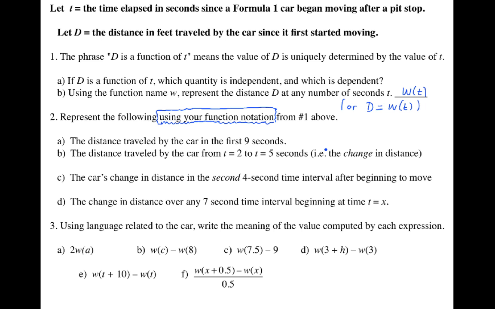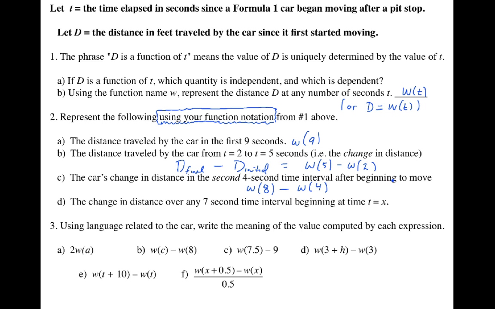What's the first 4-second time from what to what? Let's regroup here and talk about 2D. So for 2A, this is just asking you for a value of the dependent variable. We can represent that as W of 9. It's just asking you for the particular value of d when 9 seconds have elapsed since the pit stop.